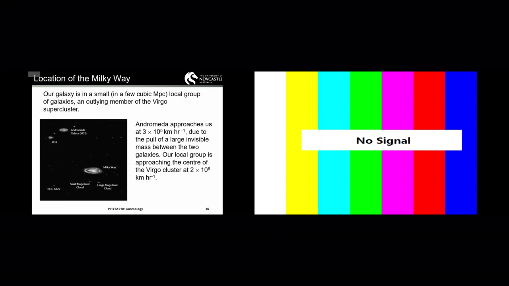And not only are we being pulled together with our local group of galaxies, but our local group is also being pulled into the center of the Virgo supercluster at something like 2 million kilometers an hour. So it's a good job, anyway, because it would be slightly disruptive if we were still around when the galaxies collided. Fortunately, the distances are so large that it's going to take a very long time for any of these things to happen.